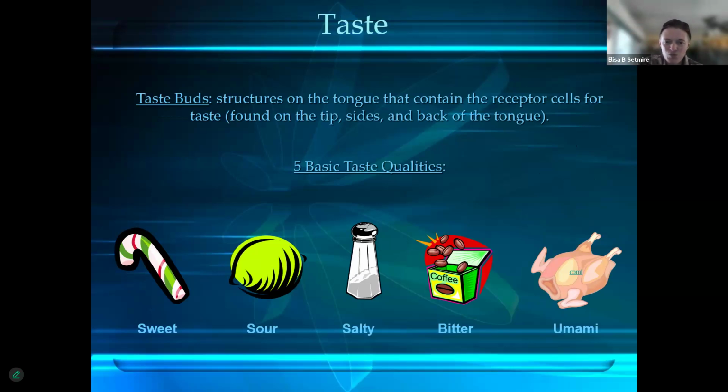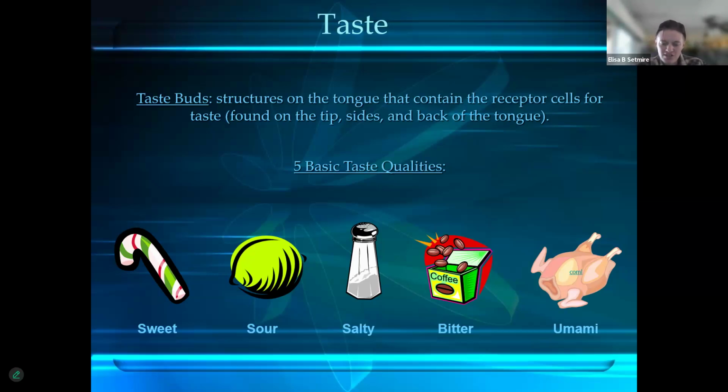Our taste buds, which allow us to detect different flavors and tastes, are structures on the tongue, right? You can find them on the tip, the sides, and the back of the tongue, actually. All in all, we have 5 different basic taste quality receptors: sweet, sour, salty, bitter, and umami, right? Umami is more of a poultry or MSG kind of flavor. But all of these are on our tongue.